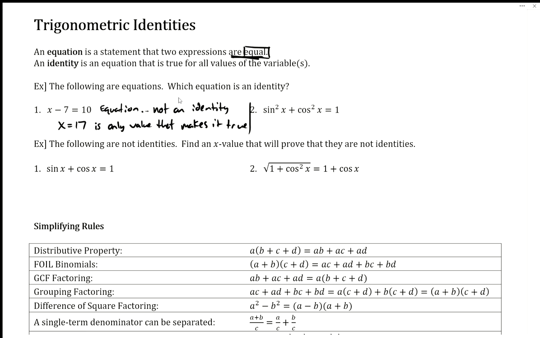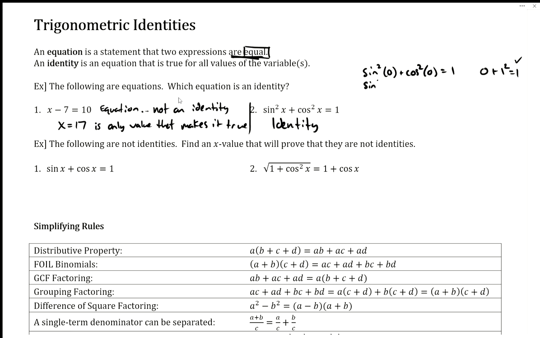This number 2 is an identity. So we can plug any x that we want into this and it will always stay true. For instance, sine squared of 0 plus cosine squared of 0 will equal 1, because sine of 0 is 0, and cosine squared of 0 is 1 squared, which is 1. And we could choose anything we want.